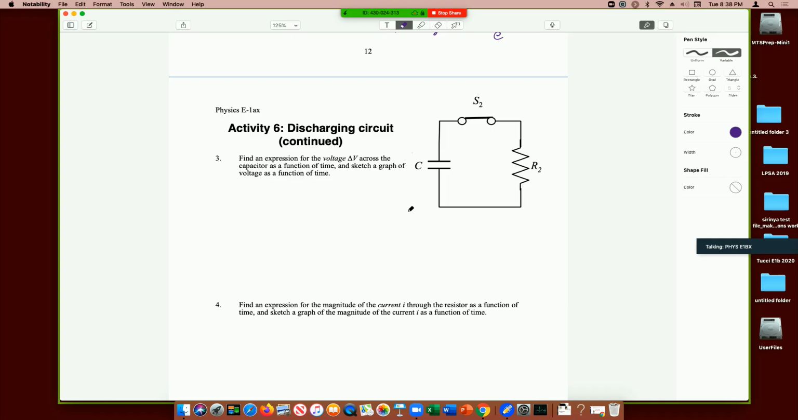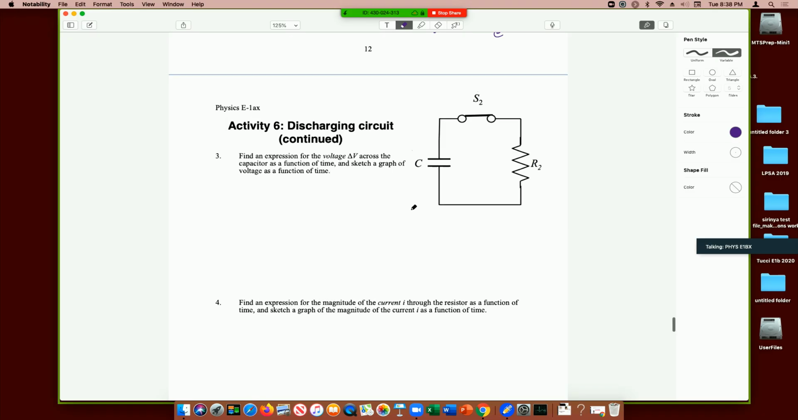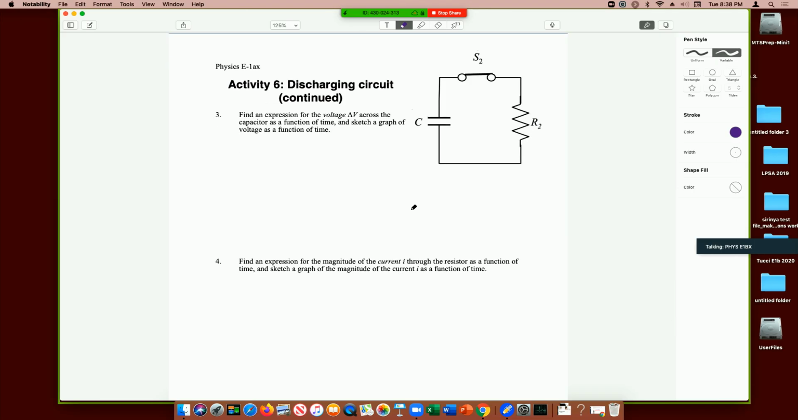That's what the previous plot showed. Now we want to look at how the voltage changes as a function of time. Find an expression for the voltage across the capacitor as a function of time and sketch what that plot would look like.